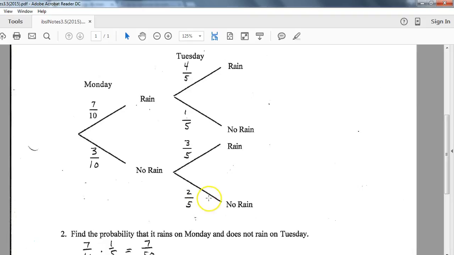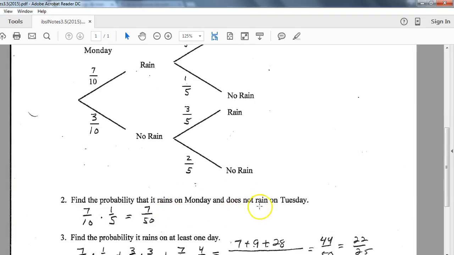I even encourage students to fill out the 4 results for the sample space. So if I did 7/10 times 4/5, I get the chance that it rained on both days. Or this would be the chance of rain then not rain, and so I would do 7/10 times 1/5 to get this answer. When you're doing a tree diagram, you always multiply from left to right. But when you have these 4 answers, you always add them to answer questions. So keep that in mind.